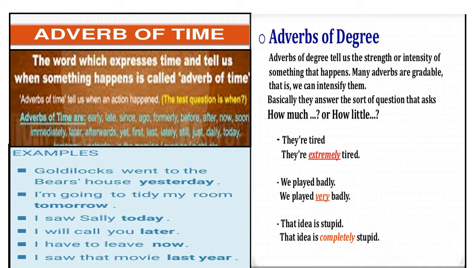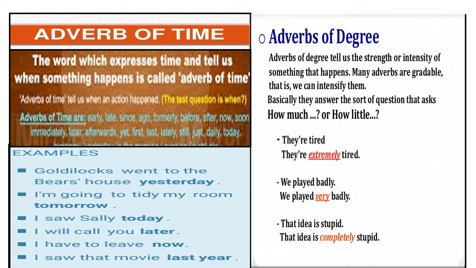Now let's look at the next one, which is adverb of time. What is adverb of time, children? Adverb of time tells us the time of the action in the sentence. They answer the question, when is the action performed? In other words, it expresses time and tells us when something happens. And a few words that you can use in sentences are early, late, since, ago, before, after, etc.